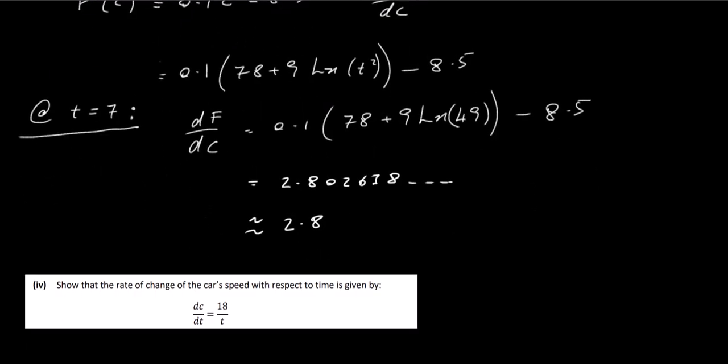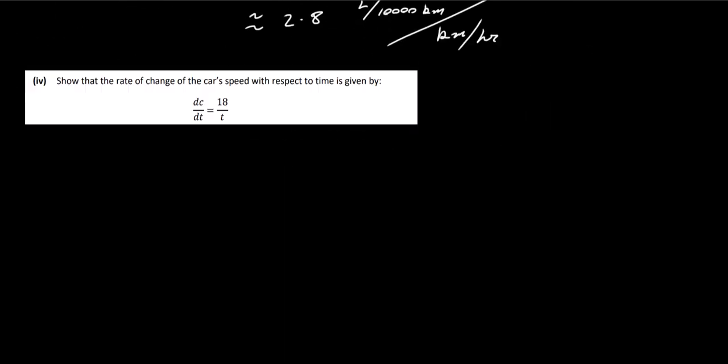Yeah. Now the problem here is, I think the hardest part of this is trying to figure out the units. So remember, this is dF/dC. So F is the fuel consumption, and that is in liters per 10,000 kilometers. And then dC, that's the speed, and that's in kilometers per hour. So it's all of this in kilometers per hour. Now you could try simplifying that a little bit, but I think I might just leave it at that. Okay, next part.